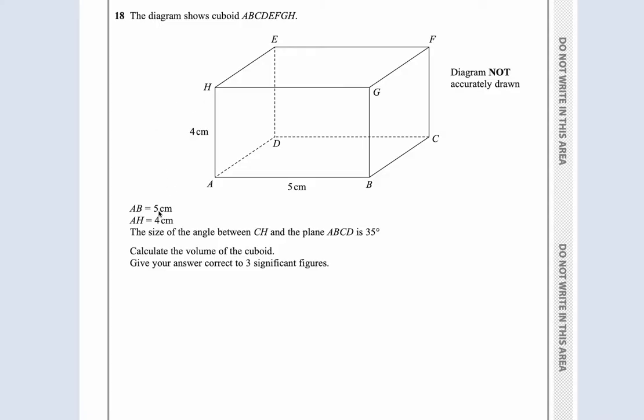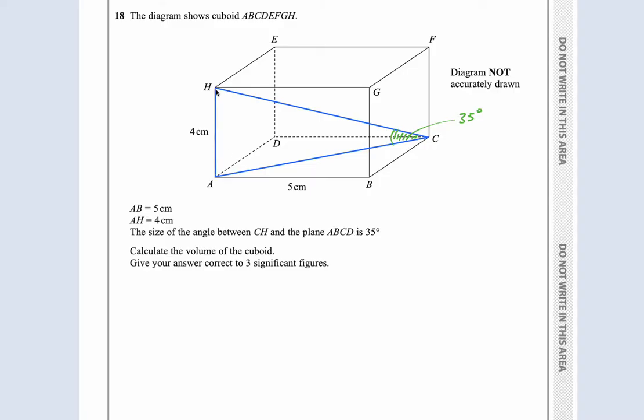We are given A, B, and AH. The size of the angle between CH and the plane is 35 degrees. Okay, let's draw that, CH and the plane. That means that this angle here is 35 degrees.